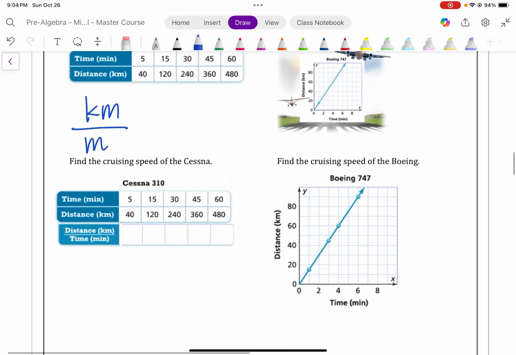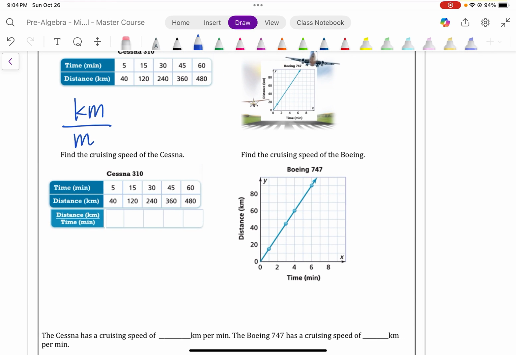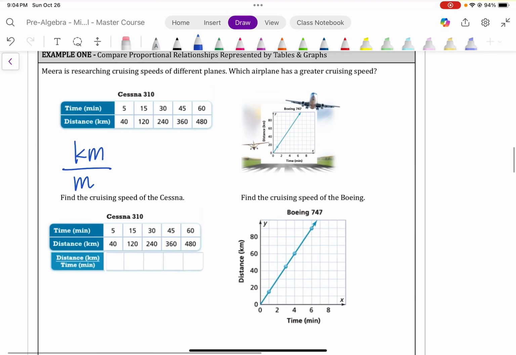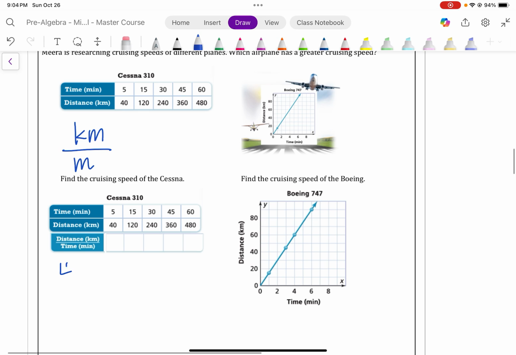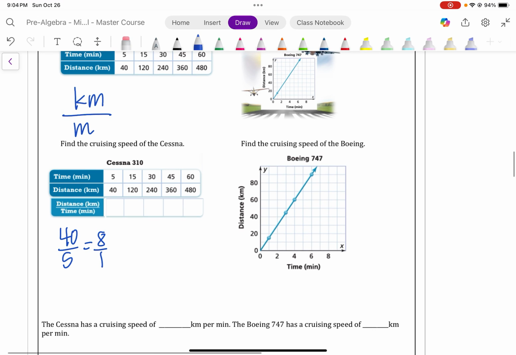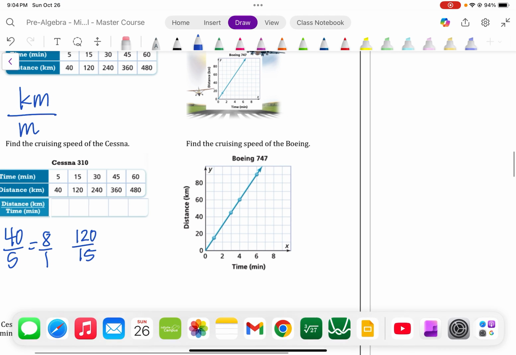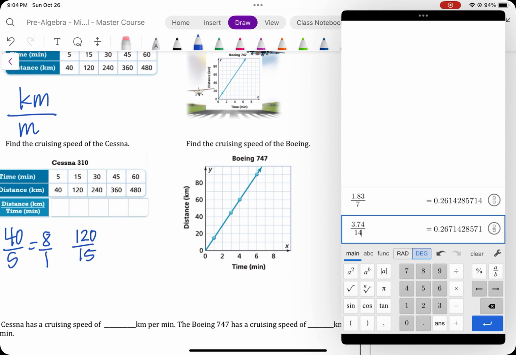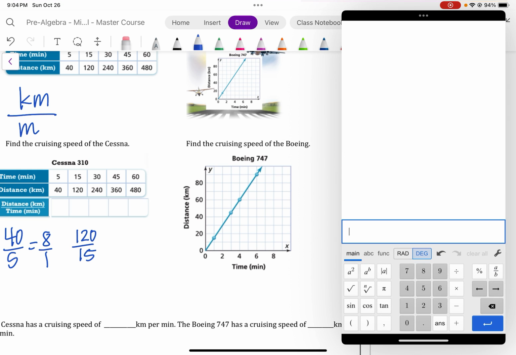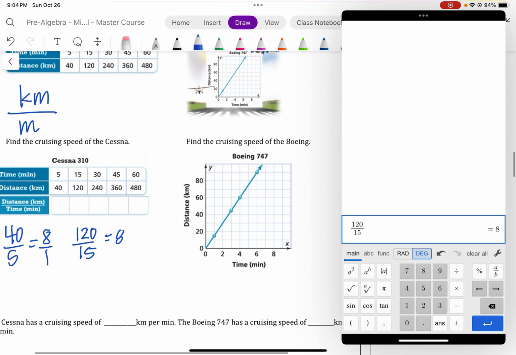So I can see that for this Cessna, so that's like a little plane, we've got 40 over 5, and that simplifies to be 8 over 1. We've got 120 over 15. Let's see what that simplifies to be. I'll pull up my calculator. 120 divided by 15 is 8. So that's the same as 8 over 1.